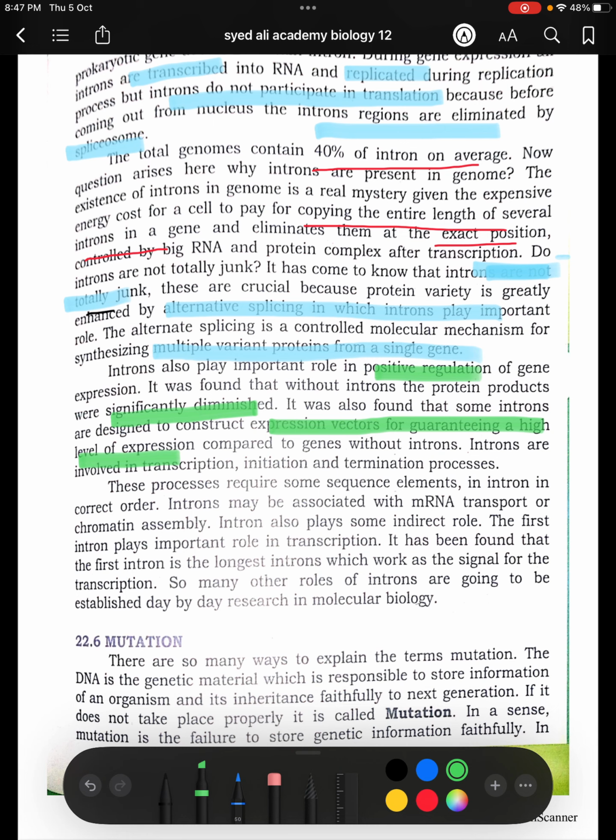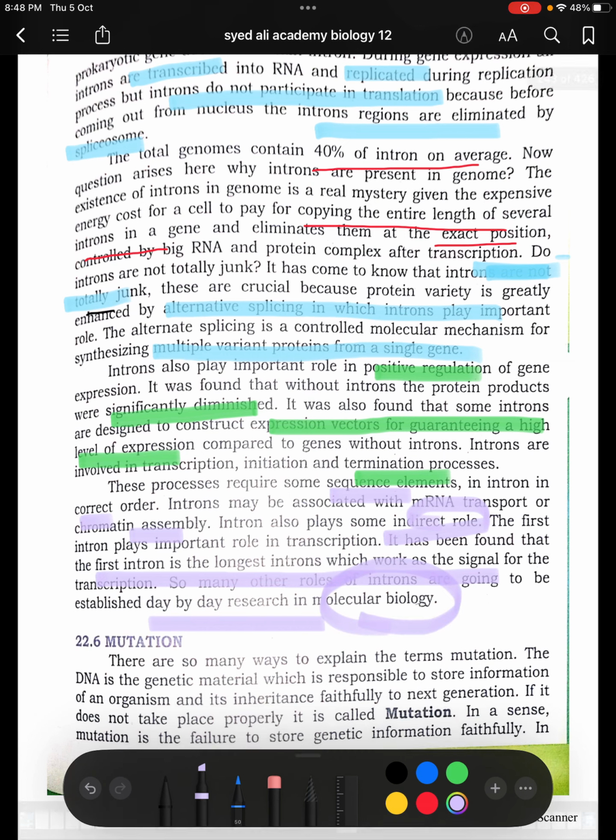Introns are involved in transcription, initiation and termination processes. These processes require some sequence elements in the intron in the correct order. Introns may be associated with mRNA transport or chromatin assembly. Introns also play some indirect roles. The first intron plays an important role in transcription. As I told you, it has been found that the first intron is the longest intron, which works as a signal for transcription. Many other roles of introns are going to be established day by day in research in molecular biology, right?